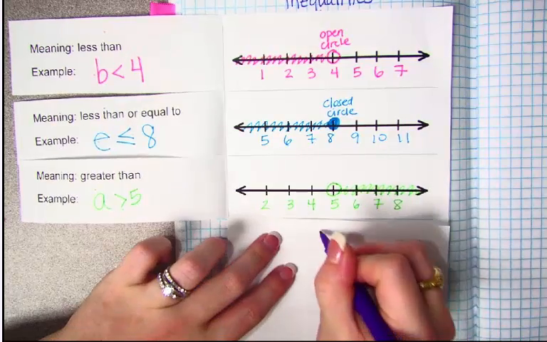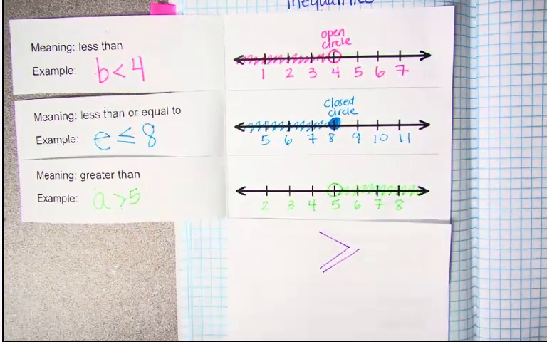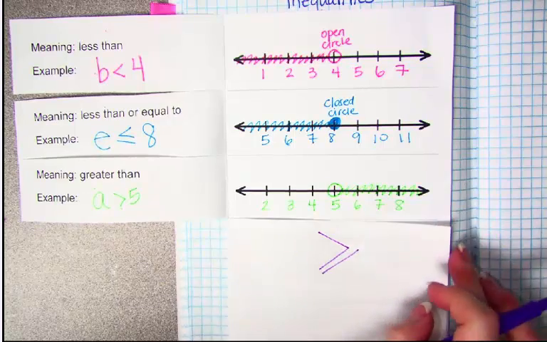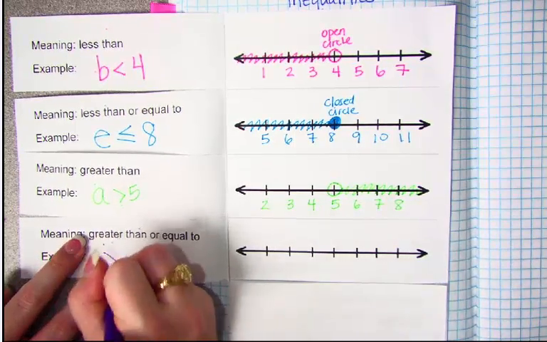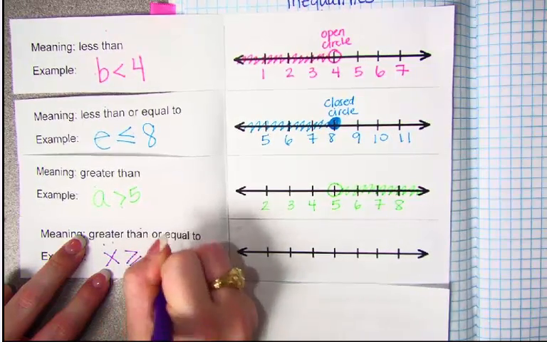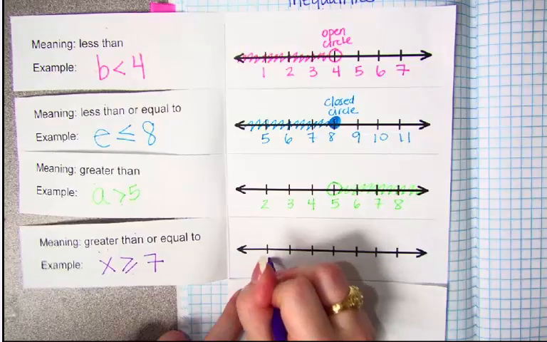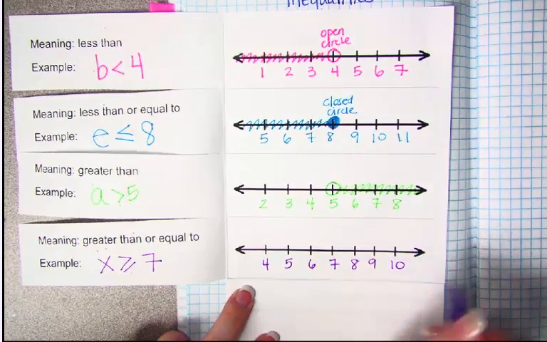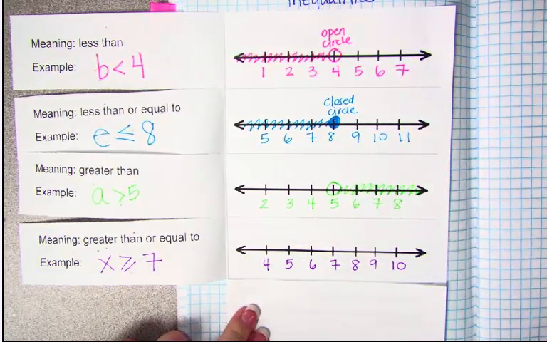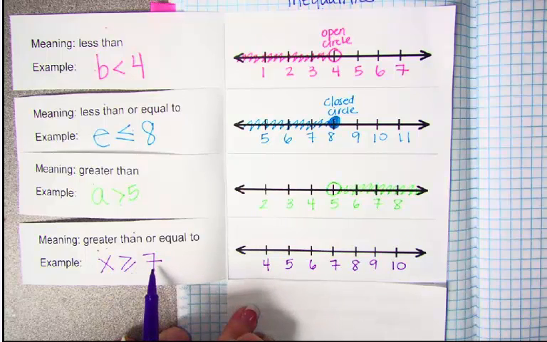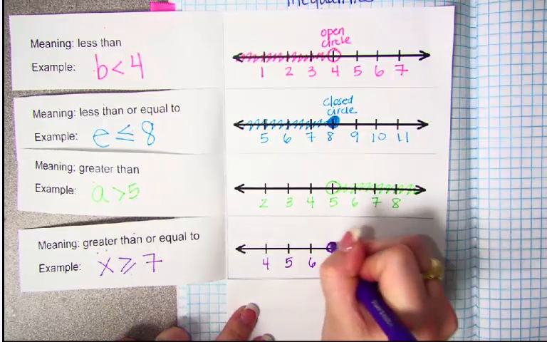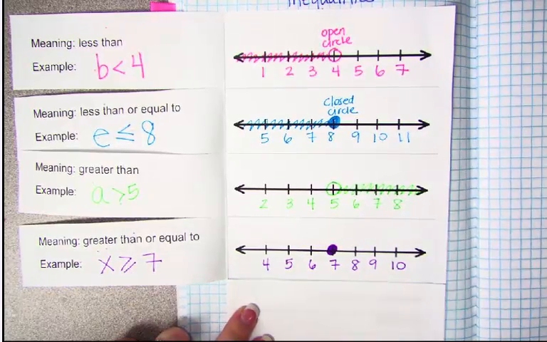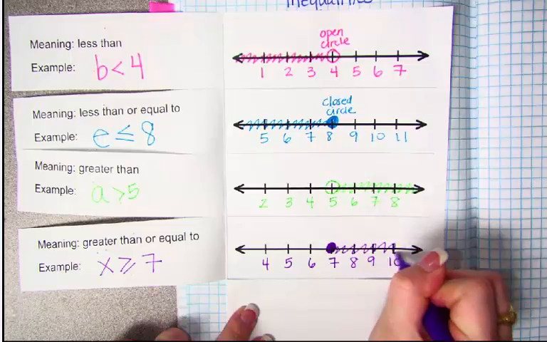So on our next tab, we'll put greater than or equal to. So you just do the greater than and then add the line. The example we're going to look at is X is greater than or equal to 7. So number your number line. We're going to start with 4 and go up by 1s. Basically, I'm trying to number the number line so that whatever number I'm putting the circle at, it's in the middle. So now this is greater than or equal to, so that means it includes 7, so we're going to put a closed circle. And everything that's greater is going to be shaded to the right.